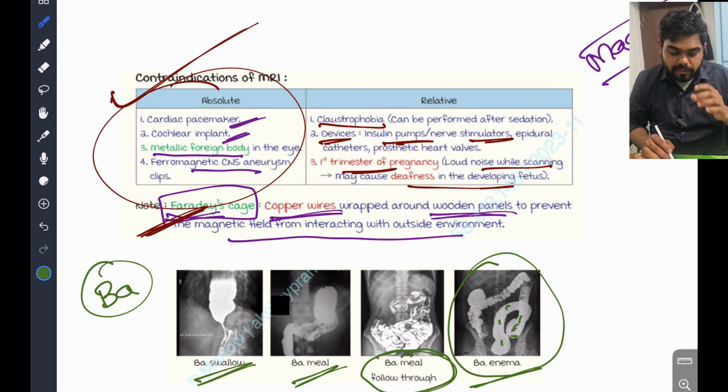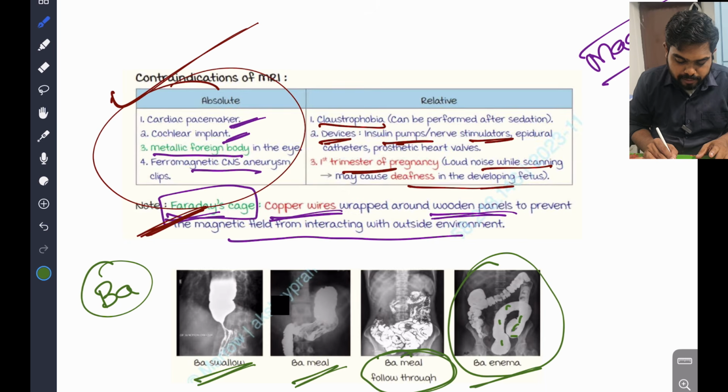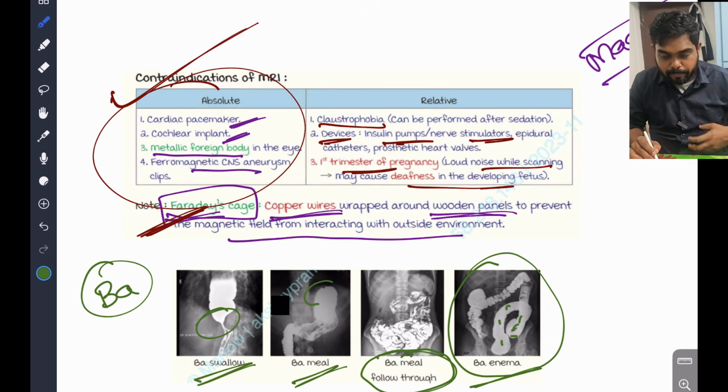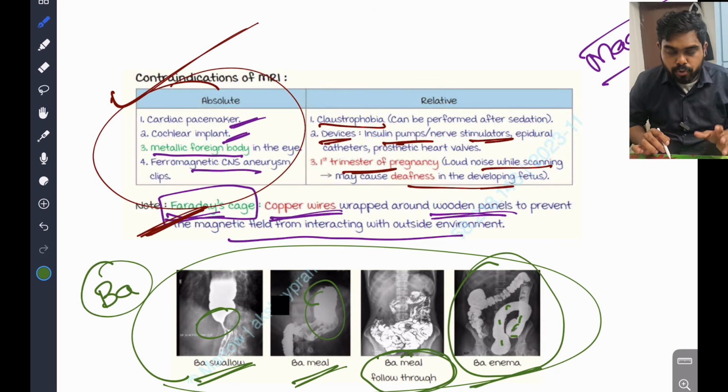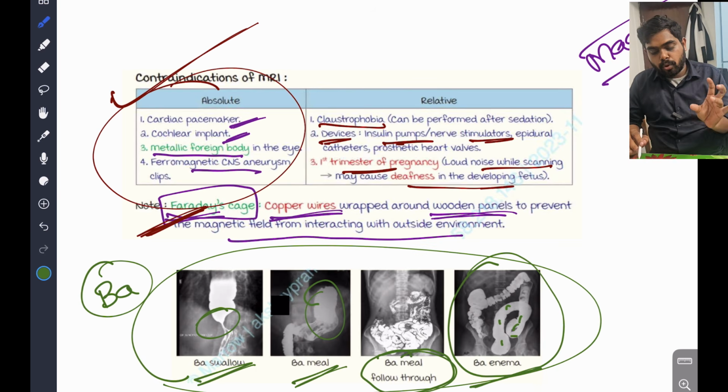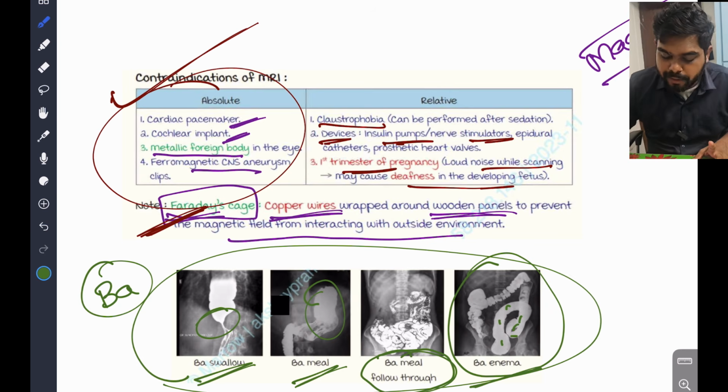Barium swallow shows the esophagus, from the esophagus to the start of the stomach. You can see some constriction here. And barium meal will be in the stomach, it's a meal, so it is in the stomach and duodenum parts. So this is also a very important part. You should differentiate barium swallow, barium meal follow through, and barium enema. This is also very important.